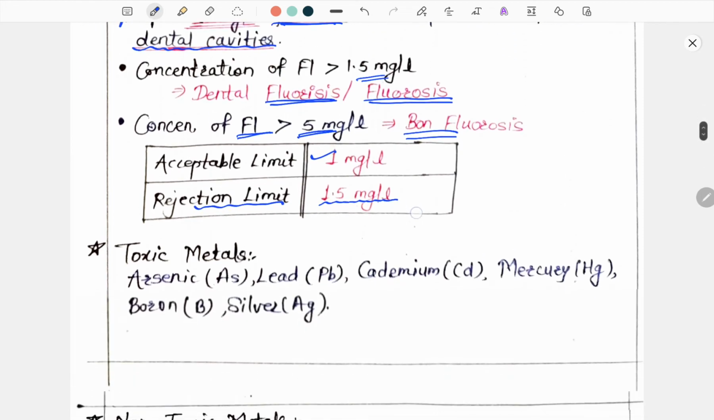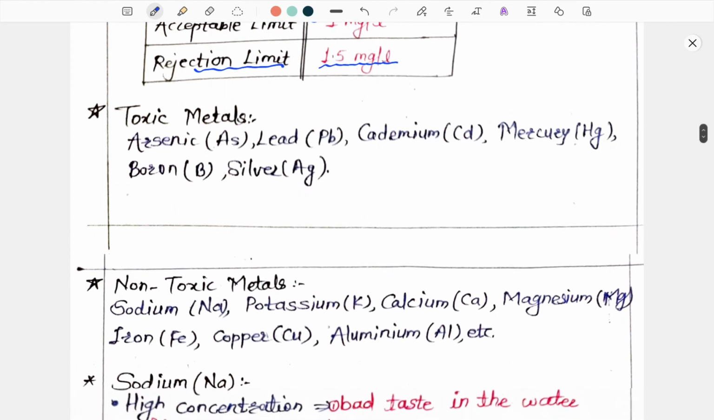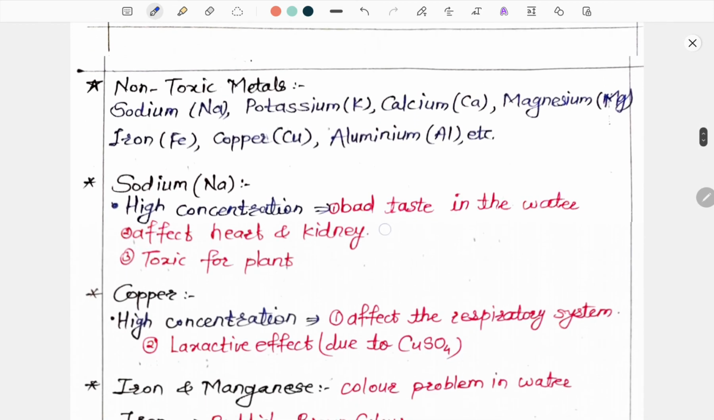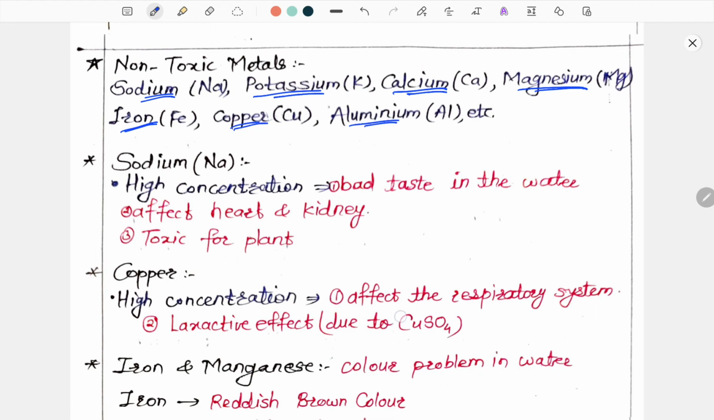Now, acceptable limit of fluoride content is 1 mg per liter and rejection limit of fluoride content is 1.5 mg per liter. Now, next are the toxic metals present in the water: arsenic, lead, cadmium, mercury, boron, silver, etc. Non-toxic metals present in the water are sodium, potassium, calcium, magnesium, iron, copper, aluminium, etc.